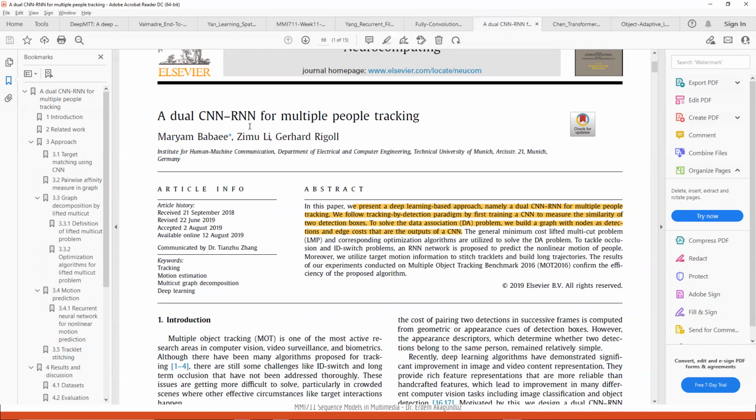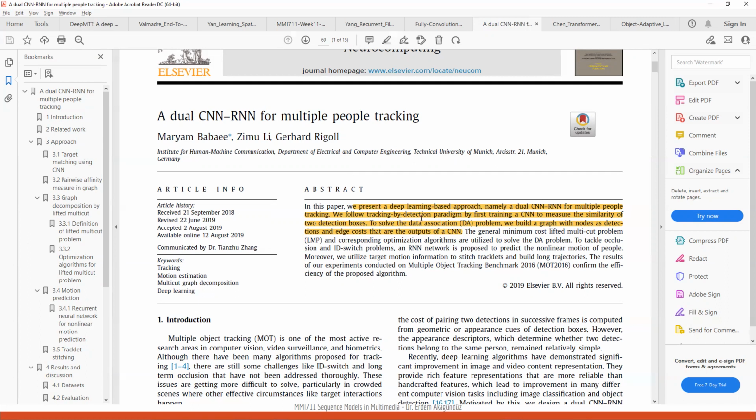Okay, let's see. So the radar problem was an example. This multi-people target tracking is an implementation of the same idea in computer vision. Let's see. They present a deep learning-based approach, which has the name dual CNN RNN, for multiple people tracking.